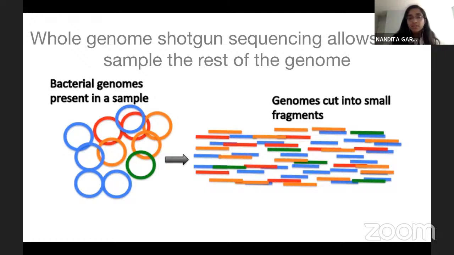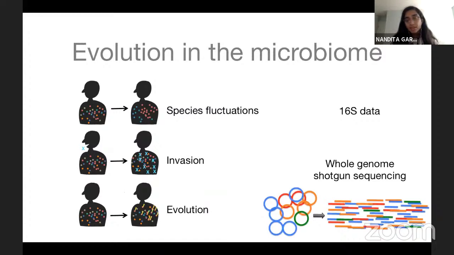It's not perfect data because these are very short fragments of only 100 base pairs. And you end up with this really complex mixture coming from many species. But at the same time, though, it actually allows us to see processes of evolution and invasion. And so that's the kind of data that we're going to be using for this project. And specifically, it's from the Human Microbiome Project.